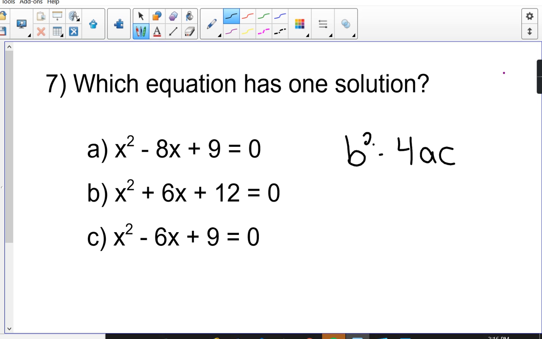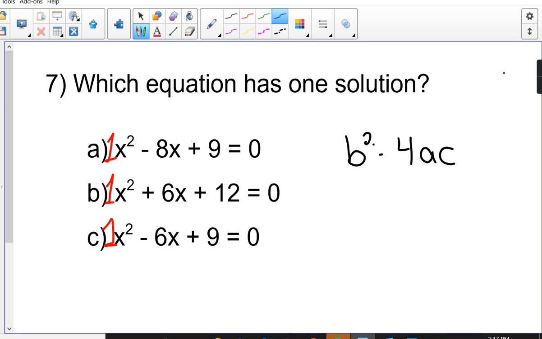I'm going to work through the equations and figure out the discriminant until we find the one that has one solution. So in order to figure out b squared minus 4ac, I have to know what a, b, and c are. So I'm going to go through all three equations. Well, what's the coefficient of x squared? If I don't see anything, then that is just 1. So 1 is a in the first one, 1 is the a in the second choice, 1 is the a in the third choice.